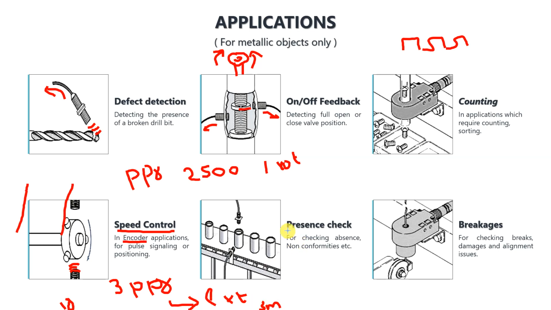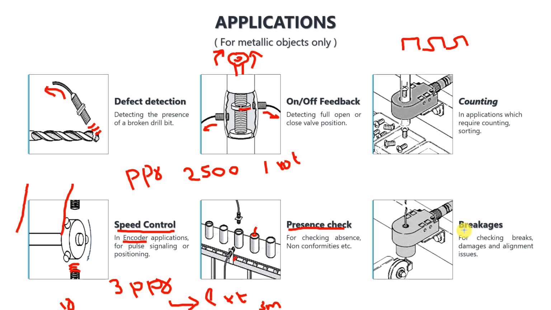So the most obvious example for an inductive proximity sensor is presence checking. For example, this is an assembly line for a tin, right? Now this sensor detects whether the tin is present or not, right? And the top one detects if the lid is present on the tin itself. So if there is any anomaly, any faultiness, this will be discarded from the assembly line.